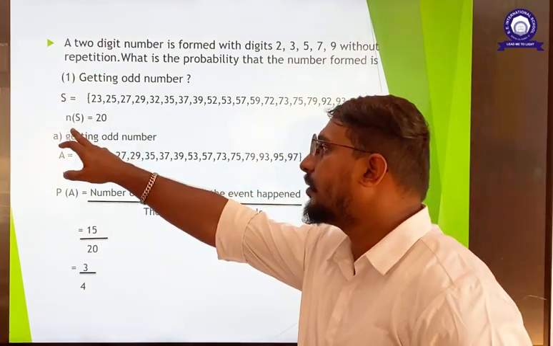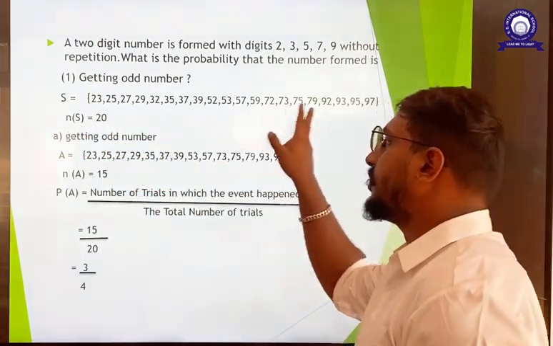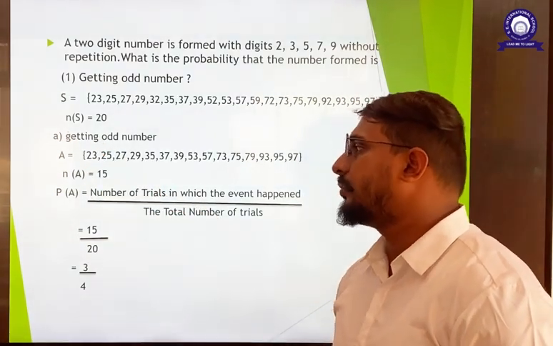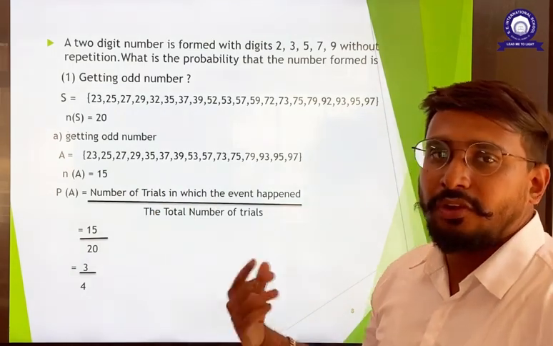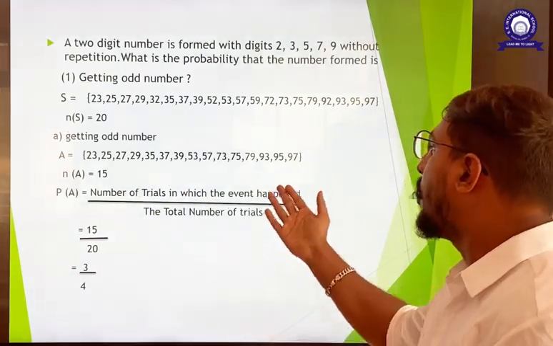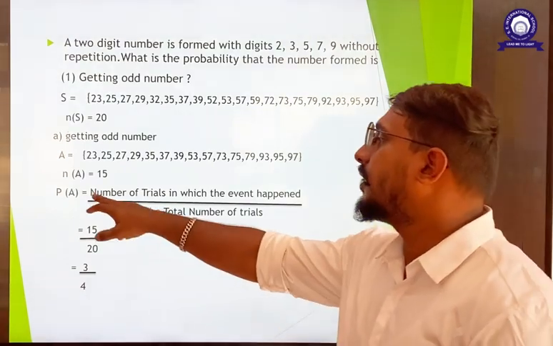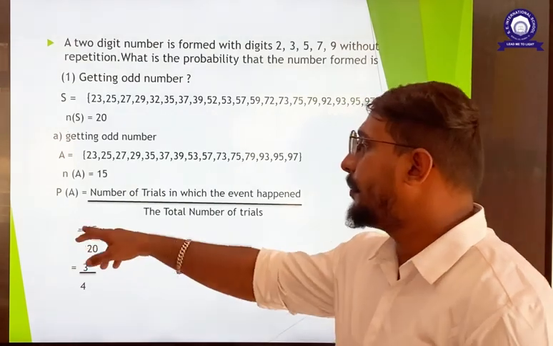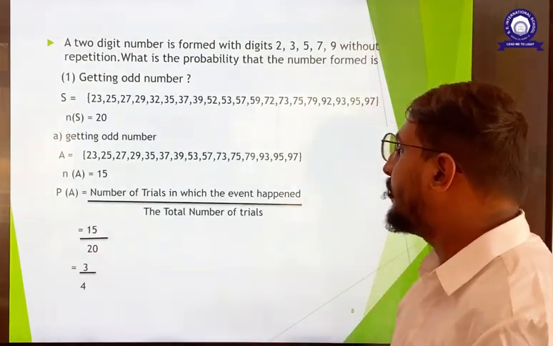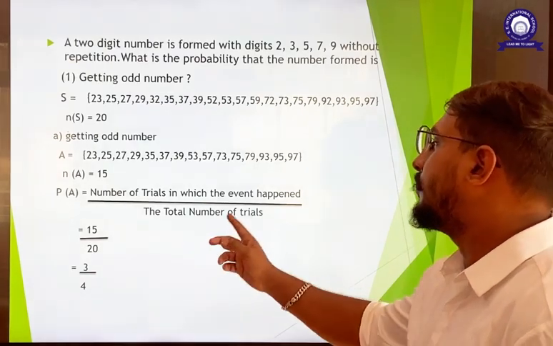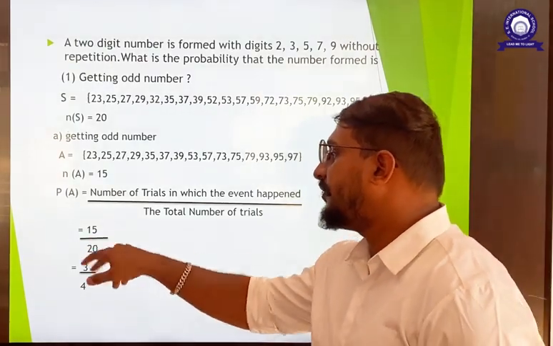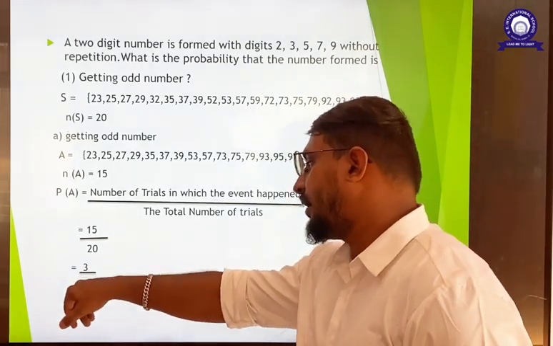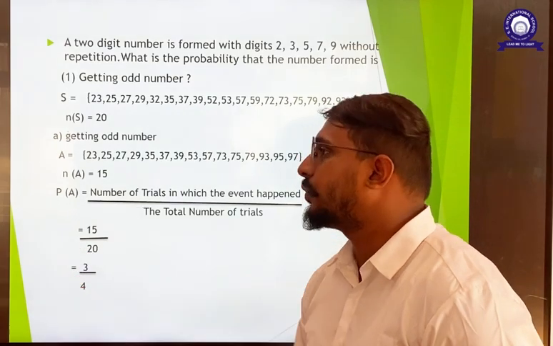So the total number of observations in the sample space is 20. The event is getting an odd number. We know the odd numbers are 23, 25, 27, 29, 35, 37 and so on till 97. The number of A, which is the favourable outcomes, is 15, and the formula is probability of A equals the number of trials in which the event happened divided by the total number of trials, which becomes 15 upon 20. Further dividing by the 5 table, 5 3s are 15 and 5 4s are 20.